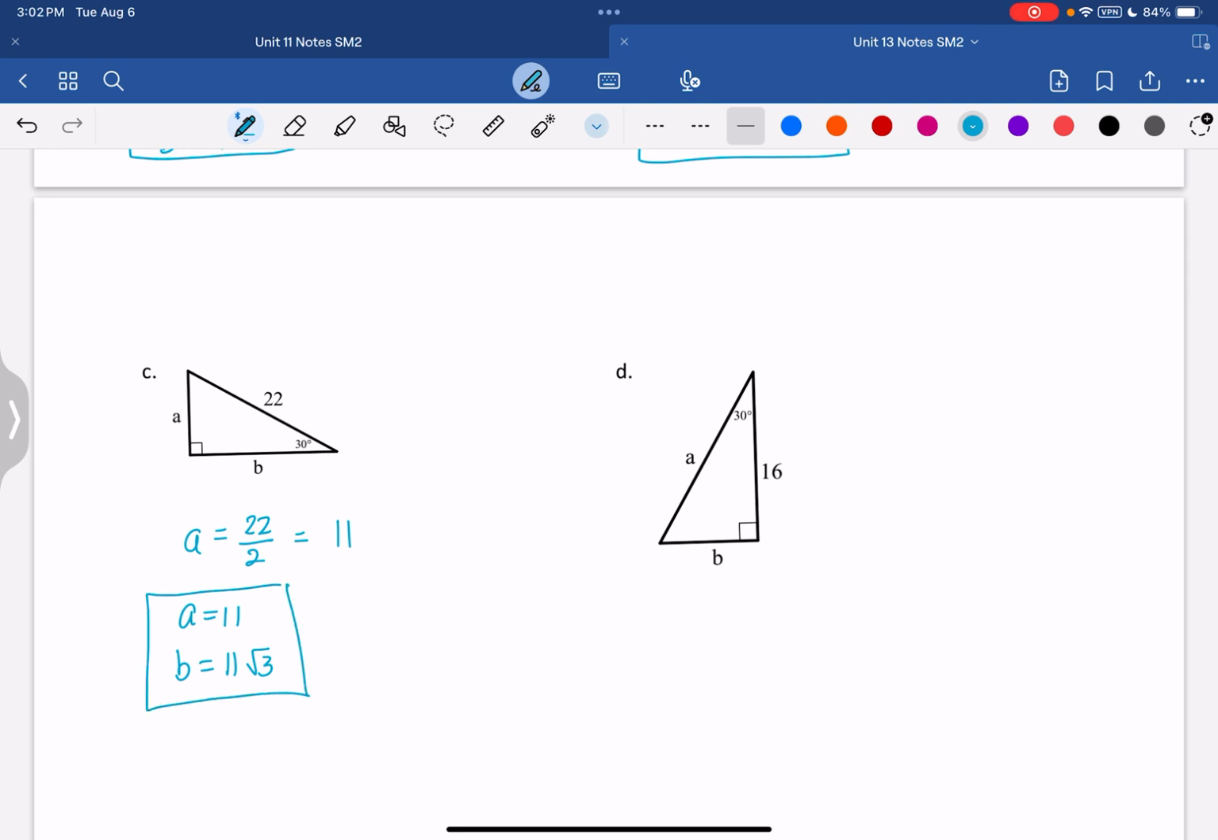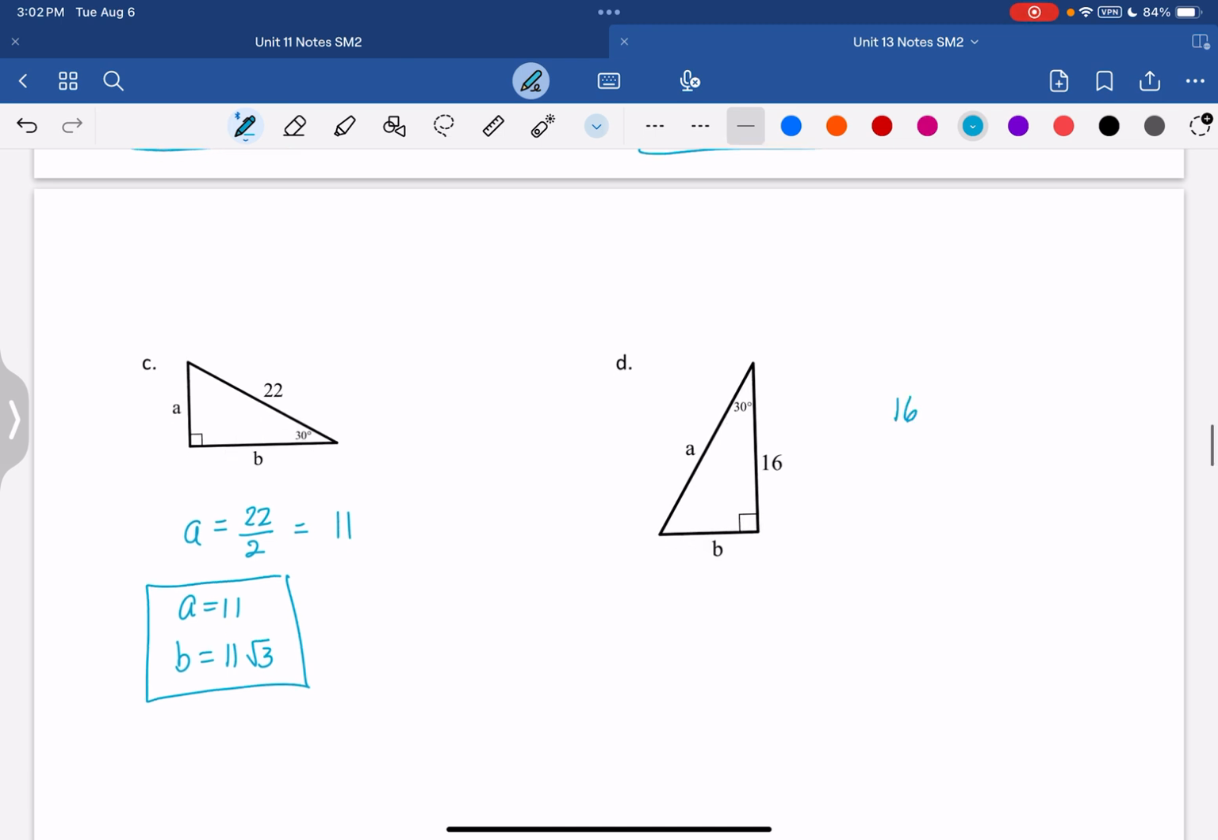And lastly, this is when it's hard, when we are given the long leg. So we know that the long leg is equal to the short leg times the square root of 3. So then we have to do some work. So we get t is equal to 16 over root 3, but we can't leave the root in the denominator. So we get 16 root 3 over 3.